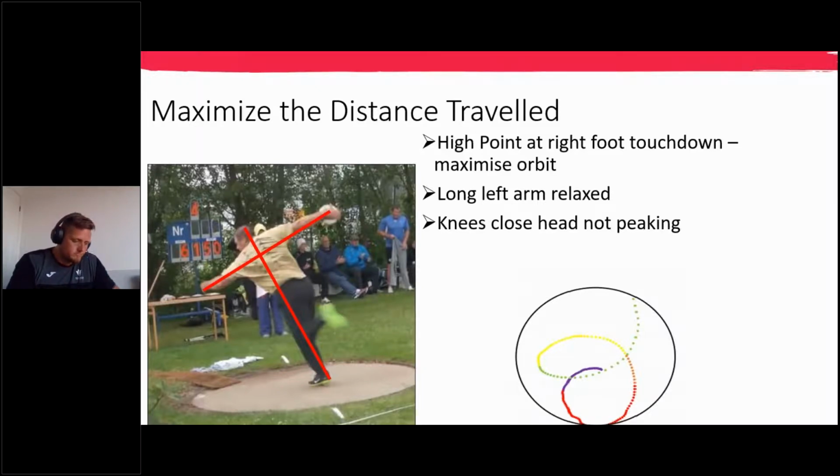Right arm goes from low to high, with acceleration of the discus, but you have to be finding the rhythm per athlete. Knees close and head not peeking. His head is definitely not peeking. Nice and relaxed, looking back to the back of the circle, getting ready for that left foot to come down so you can really have that monster delivery.